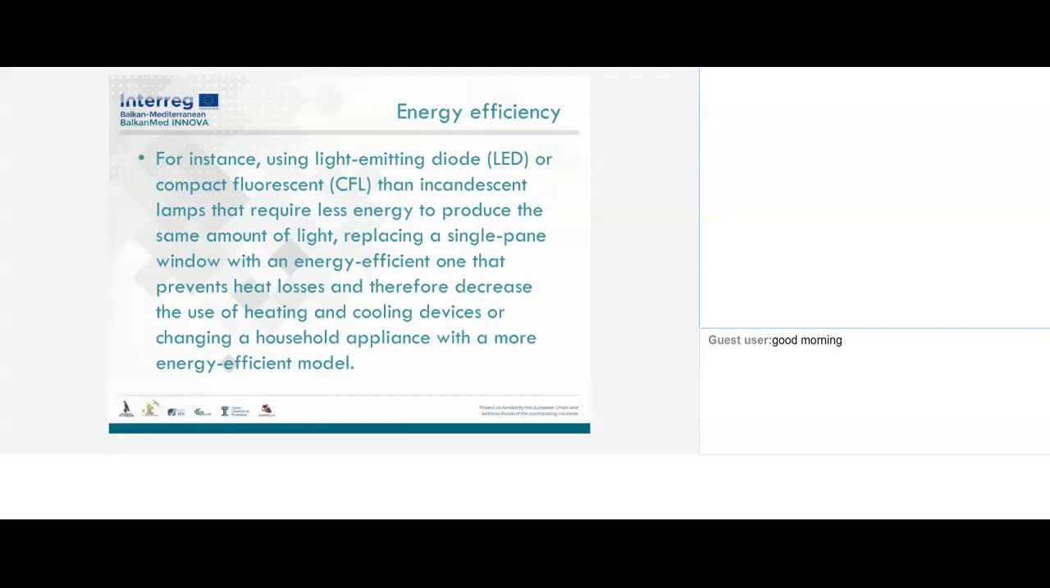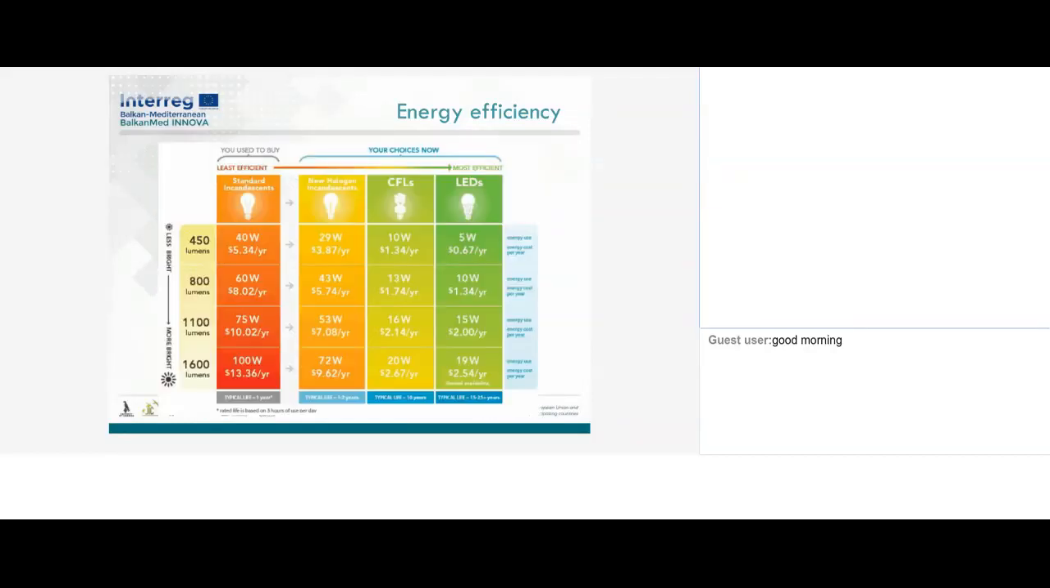For instance, an example of energy efficiency is using light emitting diode lamps that use less energy to produce the same amount of light. So if we replaced this lamp, or if we replaced a single pane window with an energy efficient one, with a double or triple window, that would prevent heat losses from our house, and therefore we would have the same temperature in our house, but using less energy for it.